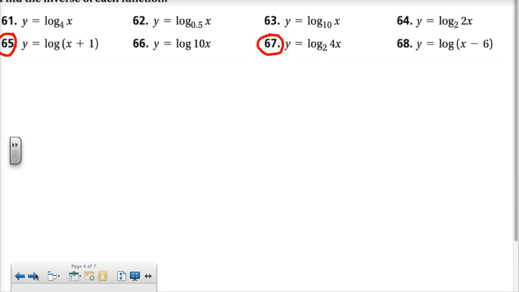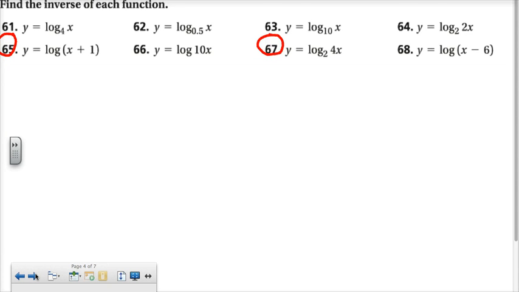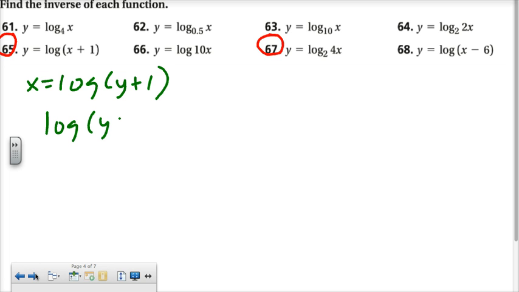Then 65, put this down so you can read that. Find the inverse of each function. Remember, there's 2 basic steps. We switch the x and the y, and then we solve for y. So in 65, I'm going to switch the x and the y. And then I have to solve for y. Now, solving for y with logarithms means we need to snail shell.